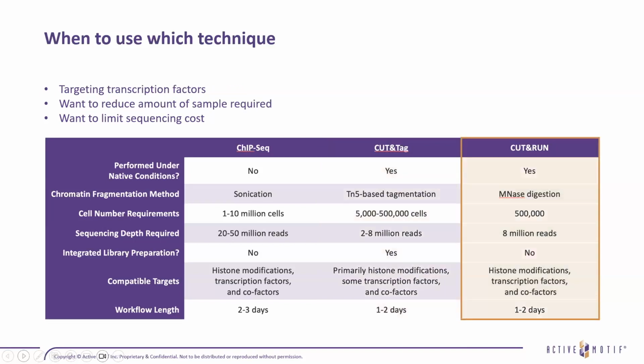In the case where, again, you're trying to reduce the sequencing costs and you have a limited amount of sample, but you're targeting transcription factors, we're going to say go with CUT&RUN. So yes, this does require 500,000 cells, but again, that is less input material than what is needed for ChIP-Seq. And in this case, only 8 million reads is required. So another reason to choose this is limiting sequencing costs. Another thing to keep in mind is, again, the simplified workflow, only 1 to 2 days. So a simplified workflow, limiting the sequencing cost, and if you're trying to conserve the amount of sample you have, go with CUT&RUN for transcription factors.